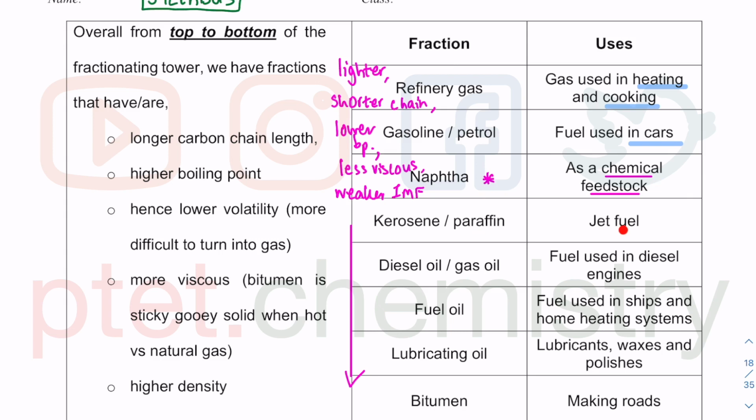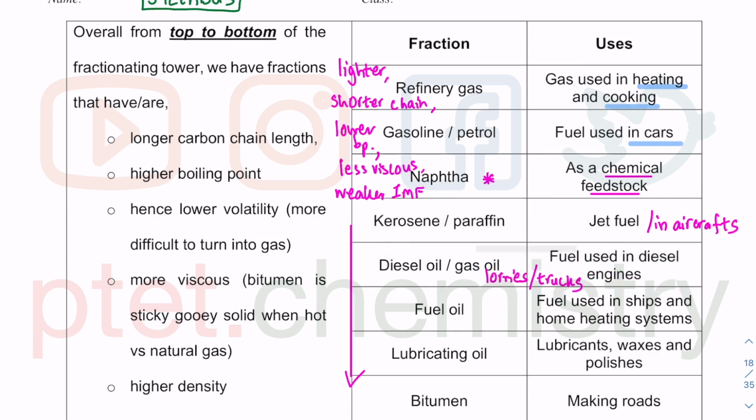Kerosene is used as a jet fuel, or you can say in aircraft. So this uses kerosene or paraffin. Diesel oil is used in diesel engines. So we have lorries, we have trucks, we have trailers. A lot of those heavy machinery mainly use diesel.